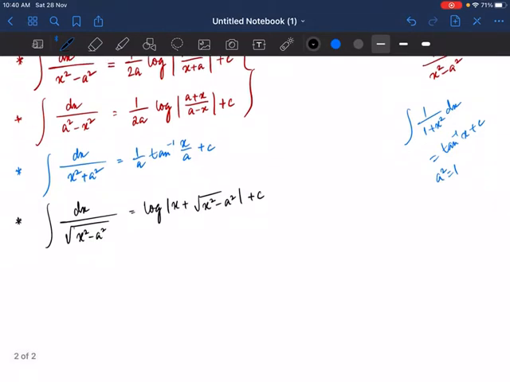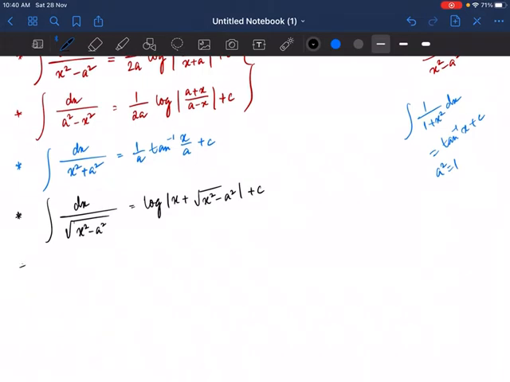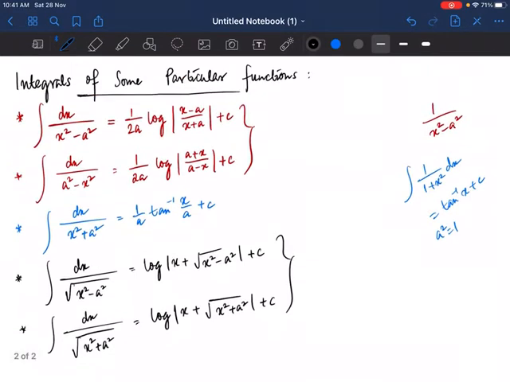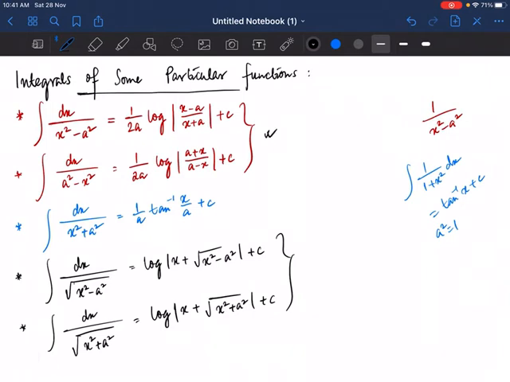And then we have another one, which is quite similar to this one: integration of dx divided by root over of x square plus a square. That is given by log of x plus root over of x square plus a square plus c. So you see these two are quite similar. Previously we had these two similar, and then we are having these two quite similar, right?